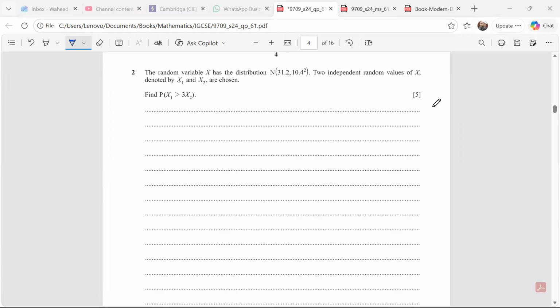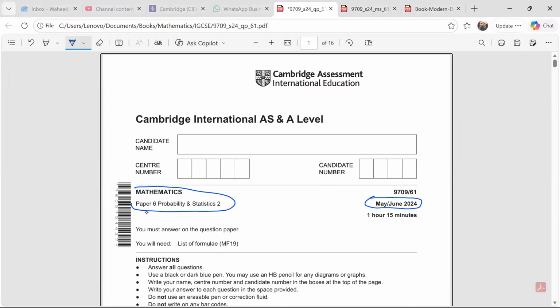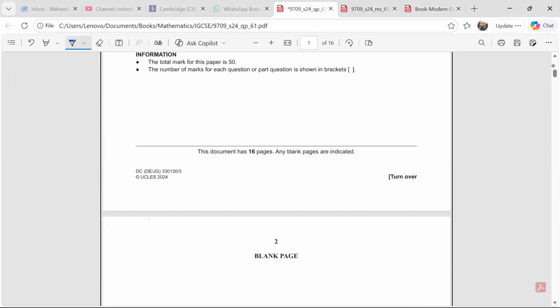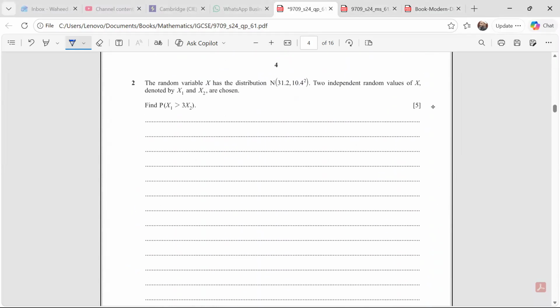We have been solving this past exam. This is Mathematics Paper 6 Probability and Statistics 2, May/June 2024. So we will be doing question number 2. Question number 1 we did in the previous video.